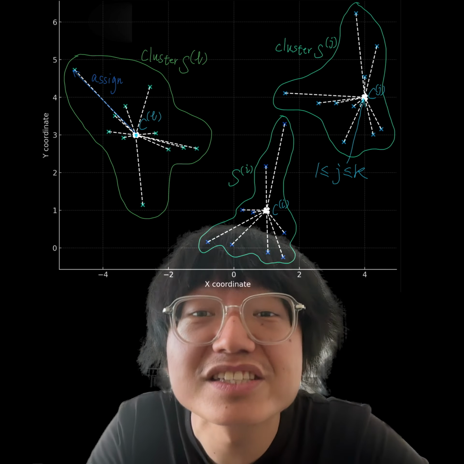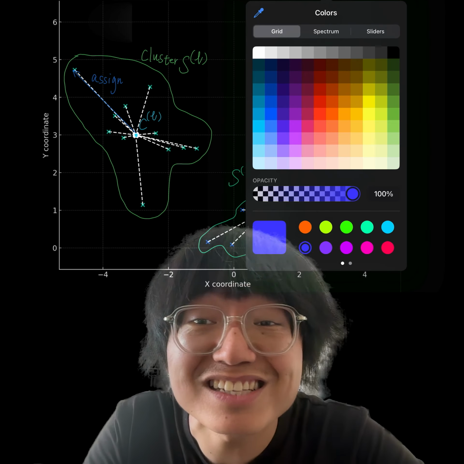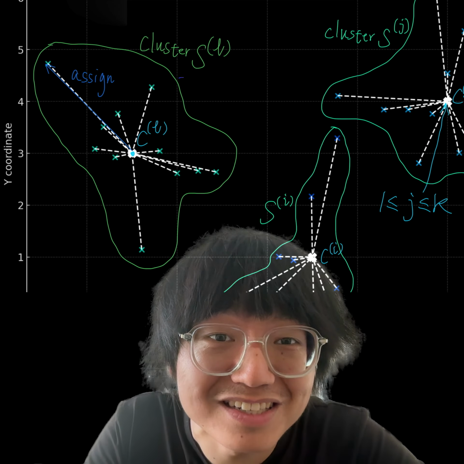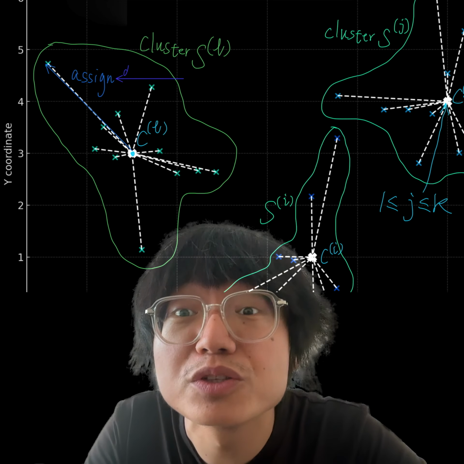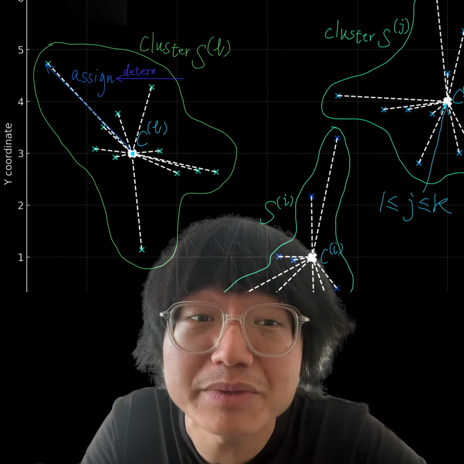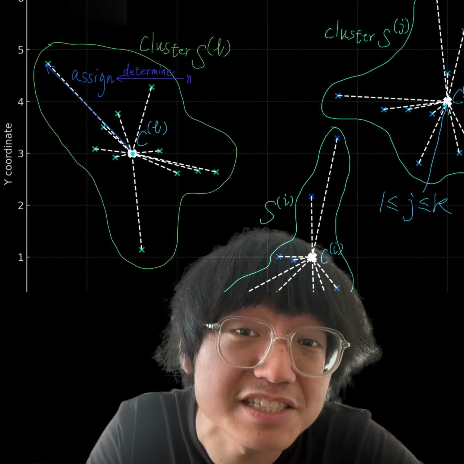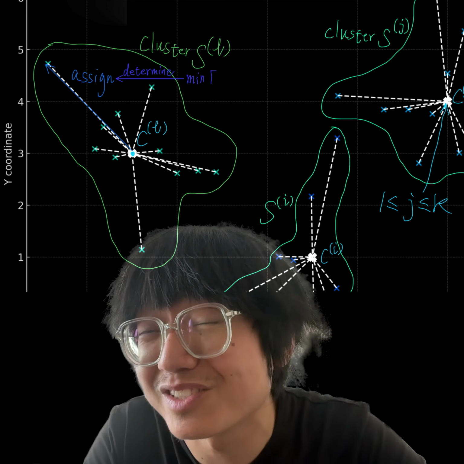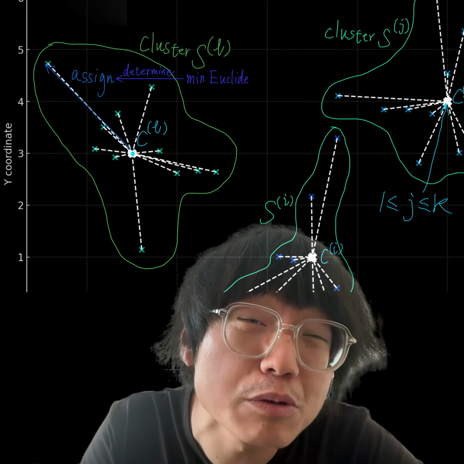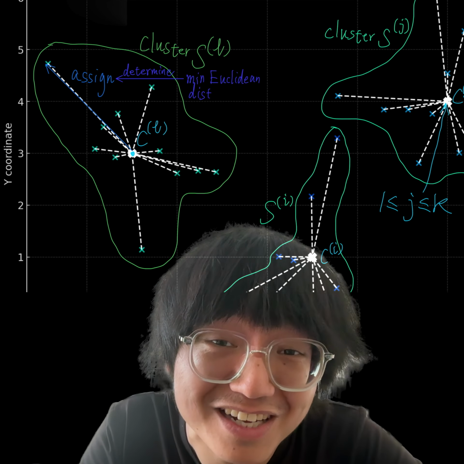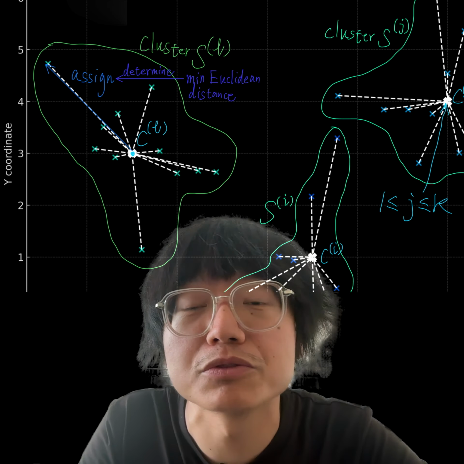So each point is connected to its nearest cluster center by a dashed line, and each point is assigned to the nearest center as determined by the minimum Euclidean distance from the point to each of the centers. This is visually represented by the shortest dashed line connecting a point to the center.